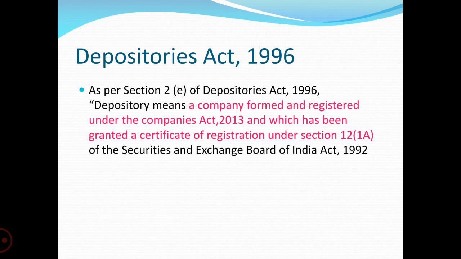The Depositories Act 1996 defines depository as a company which is formed and registered under the Companies Act 2013. It is an entity registered under the Companies Act and which has been granted a certificate of registration under Section 12 subsection 1A of the Securities and Exchange Board of India Act 1992, which means that for a company under the Companies Act to function as a depository, it must obtain a certificate of registration from the Securities and Exchange Board of India under Section 12 subsection 1A of the Securities and Exchange Board of India Act 1992.